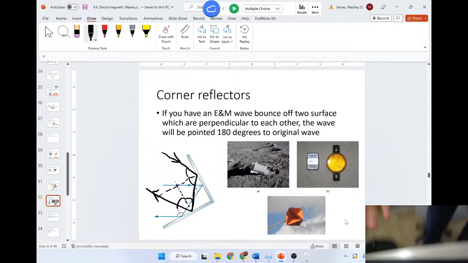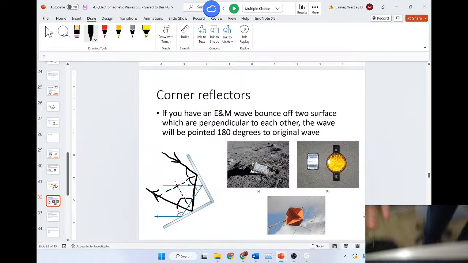They have one of these on the moon. There's a reflector that they placed on the moon when they went to the moon, and because of this, they can shine a light right at this thing, time how long it takes for that light to come back, because it will come directly back, and they can see how far away the moon is, precisely.